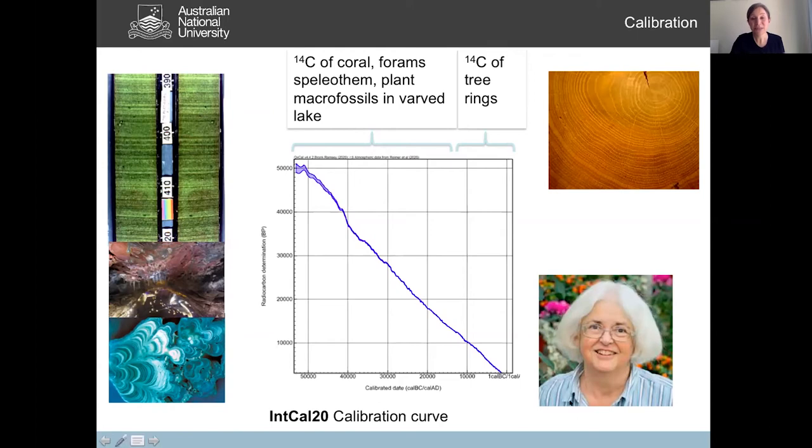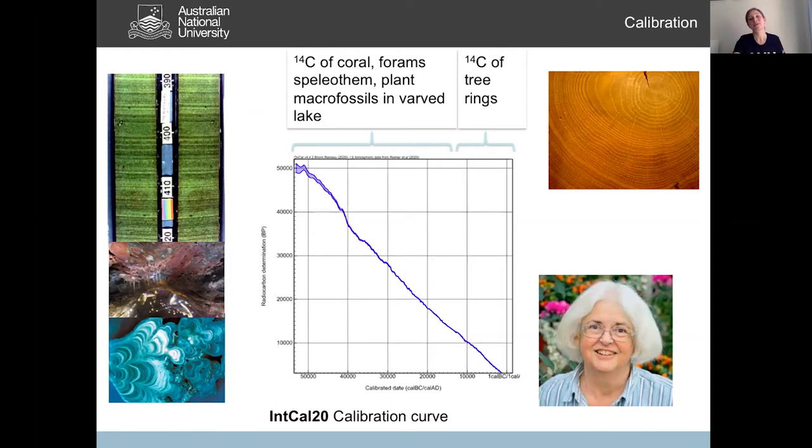And you can see the calibration curve in this blue wiggly line here. So you can see that it's got very short-term wiggles, it's got some longer-term deflections, and it tells us a lot about changes in the Earth's magnetic field and the changes in sun activity. Which is another way radiocarbon could potentially be used. Now it's developed by dating things where we know how old they are already.